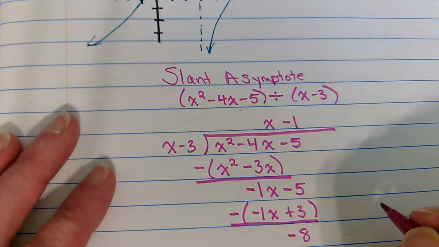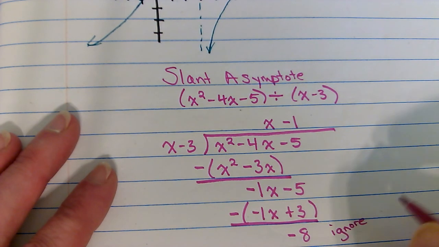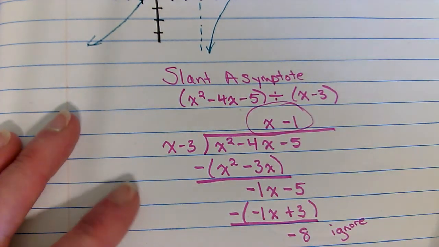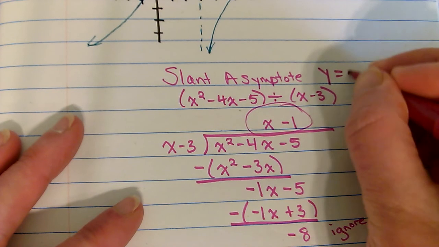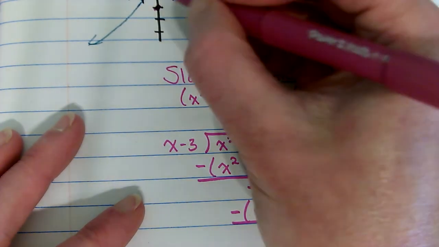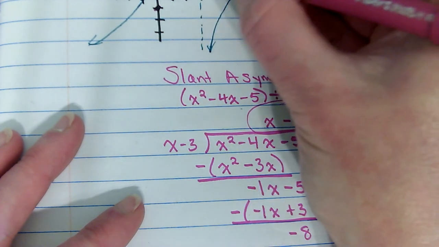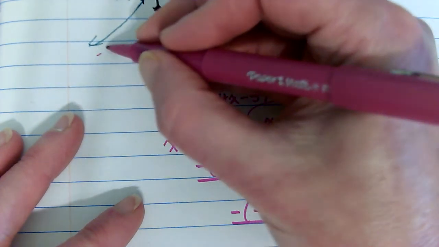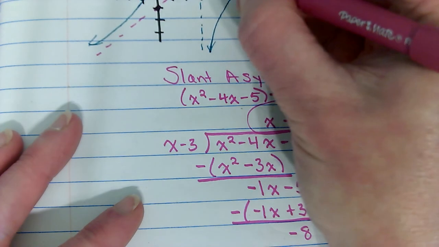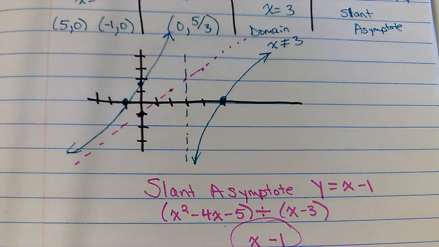But for the slant asymptote, we're going to ignore the remainder. And we are just going to leave with that. So, negative 1, up 1 over 1, up 1 over 1, up 1 over 1, up 1 over 1. I get this boundary that is the line y equals x minus 1.